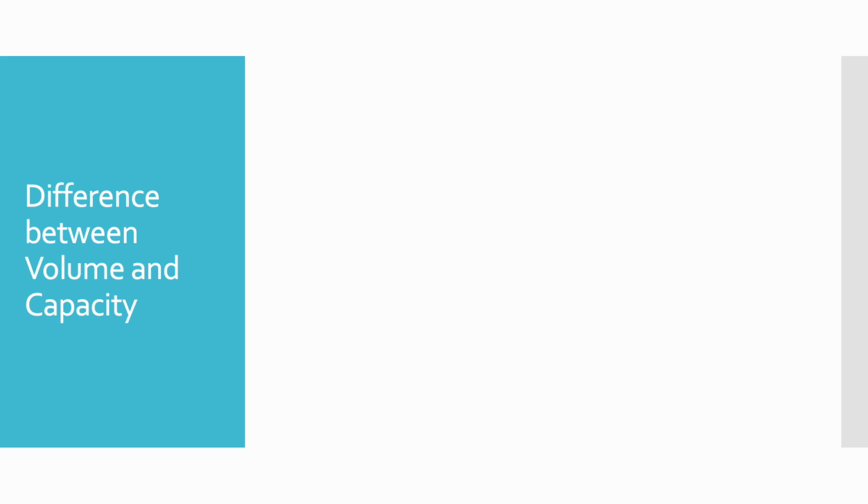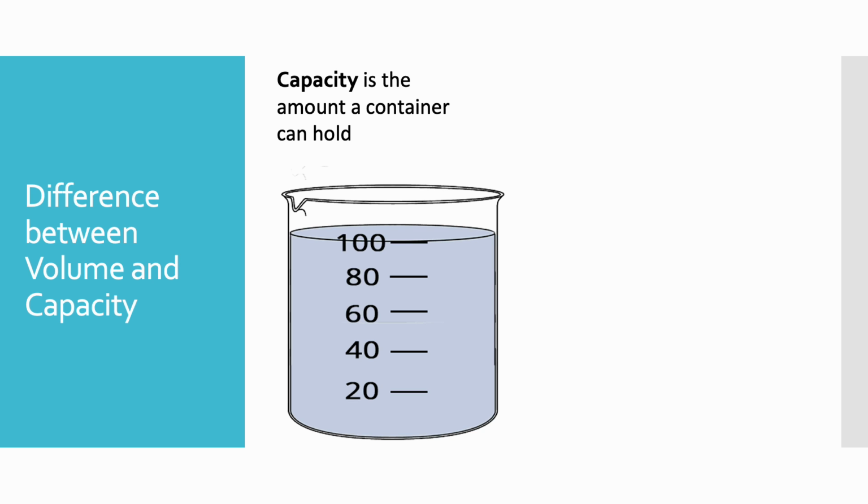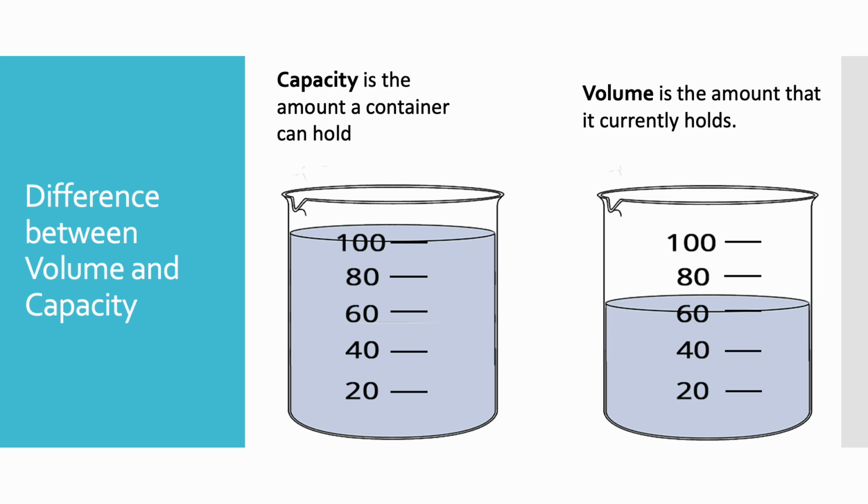Now let's understand the difference between two important terms, capacity and volume. On the left side we see capacity and on the right side we see volume. Capacity is the maximum amount a container can hold. For example, this beaker has a total capacity of 100 milliliters. It's filled to the top. You might argue we can still fill a bit more. I agree with you. So the maximum amount a container can hold is capacity.